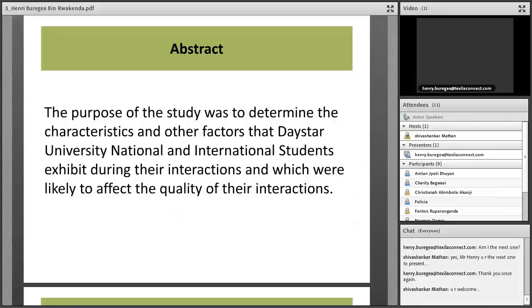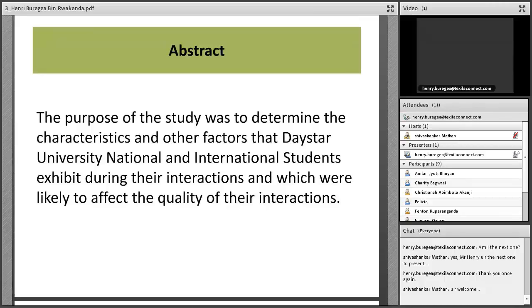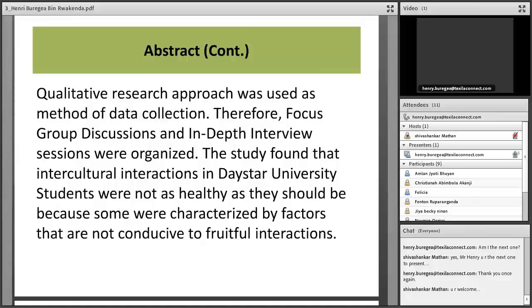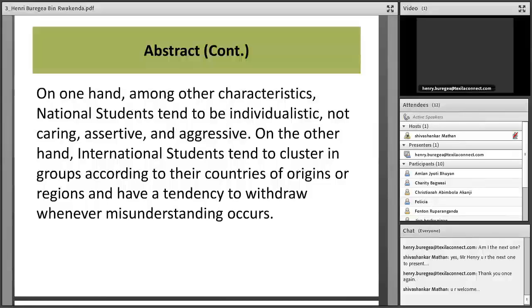The purpose of this study was to determine the characteristics and other factors that Daystar University national and international students exhibit during their interaction and which were likely to affect the quality of their interaction. Further, it sought to classify these characteristics according to the levels of intercultural communication, describe the process they use to restore relationships when misunderstanding occurs, and to suggest an intercultural communication model that would help both national and international students communicate effectively. The method was qualitative, and we used focus group discussion and also in-depth interview.